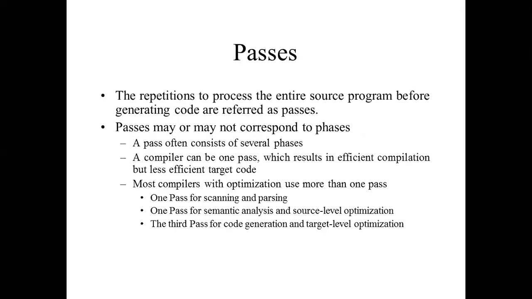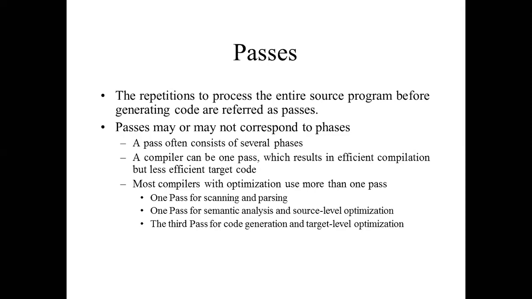This structure is important for compiler portability. Now the passes. There are a number of passes. The repetitions to process the entire source program before generating code are referred to as passes. So we apply input and at the end we get the output. How do we get the output? We process our data and divide the whole work into a number of passes.